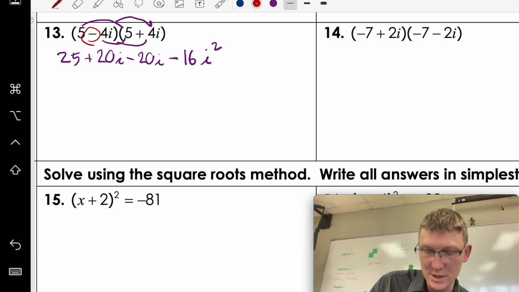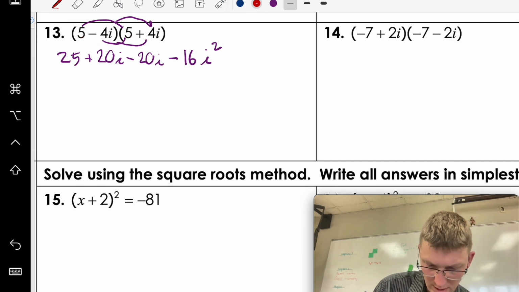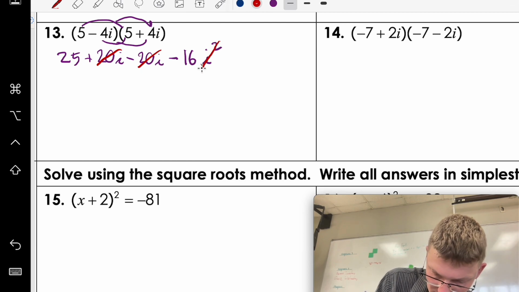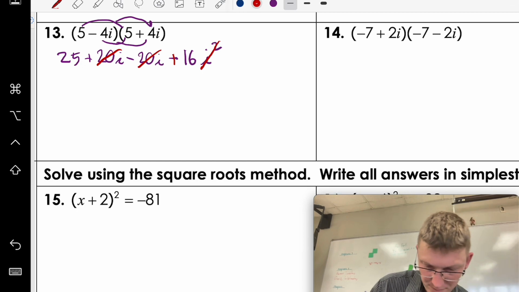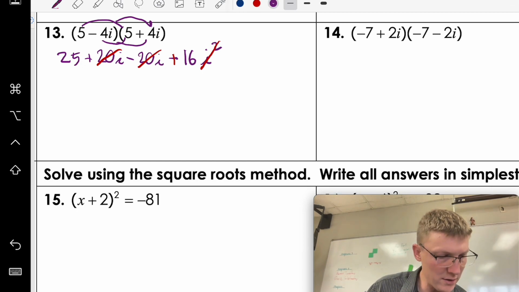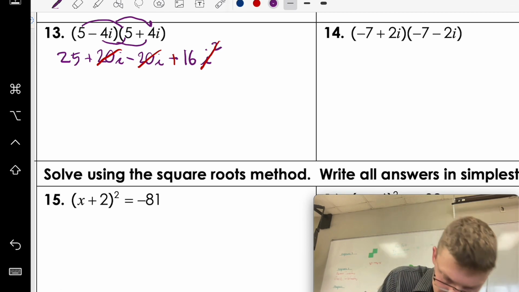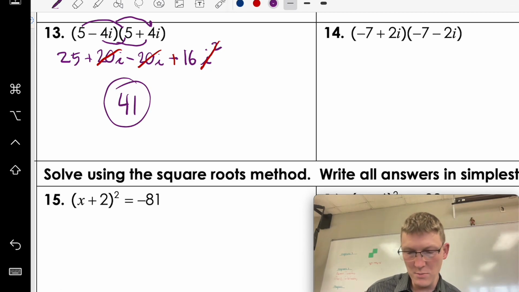So again, we've got a complex conjugate, and even though we've got a negative sign over here, the complex conjugate is just going to have a positive sign. So hopefully you pick up on that. Okay, so we've got a positive 20i and a negative 20i. We've got an i squared, which remember turns into negative 1, which will just change the sign. So all things said and done, what we have left over is 25 plus 16. So we have 41. Okay, so we're going to move right over on to 14.